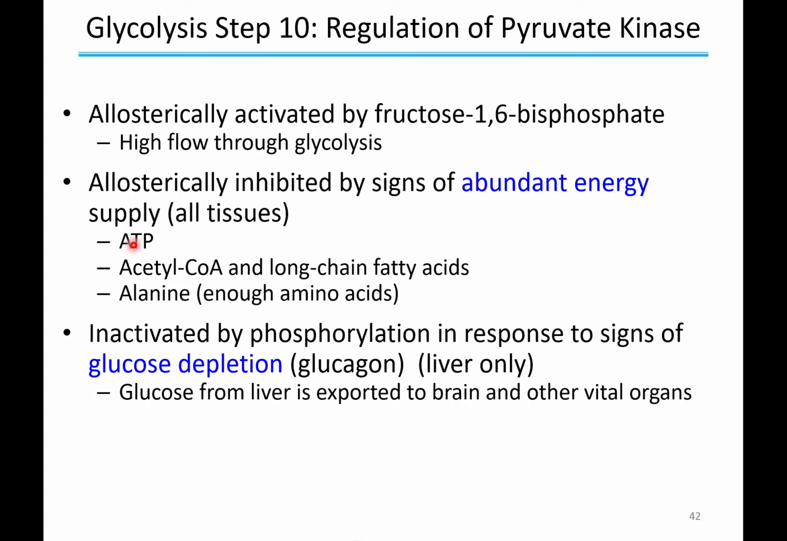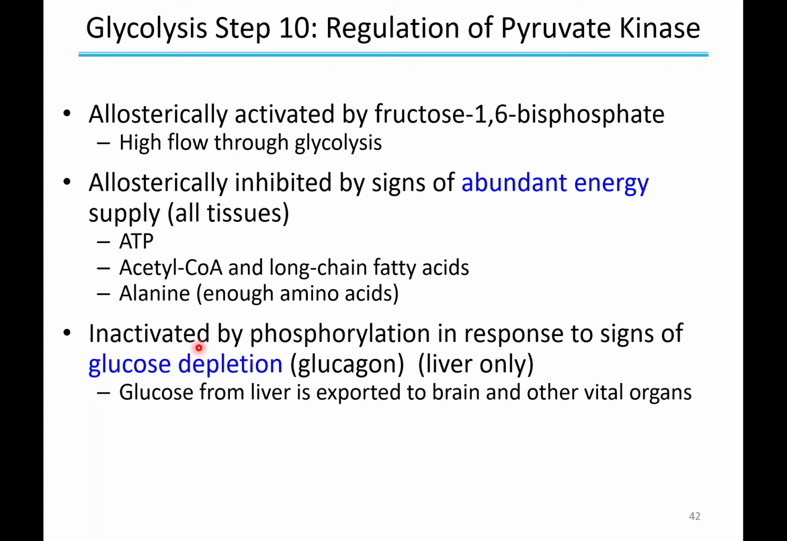Okay, and those signs of abundant energy are ATP, having enough of that around. Acetyl-CoA and long-chain fatty acids are other signs of abundant energy. And then also alanine, that's an amino acid. And when you have a lot of that around, that's a signal that you have enough amino acids. Okay. So all of those are signals of abundant energy in a cell.